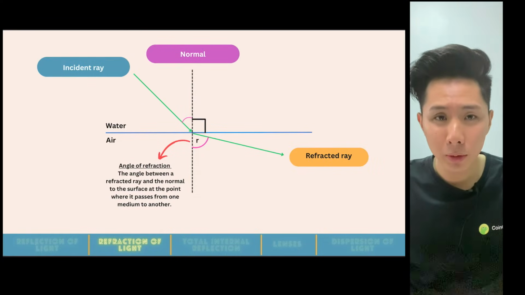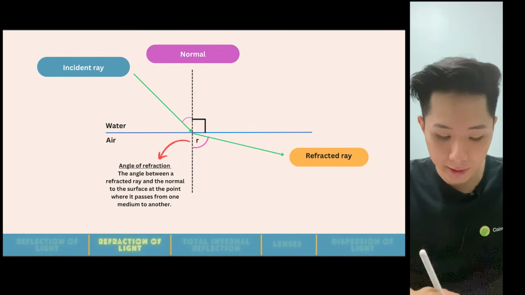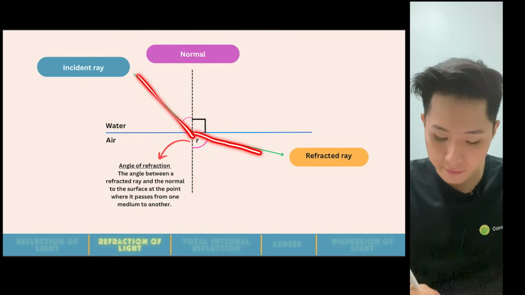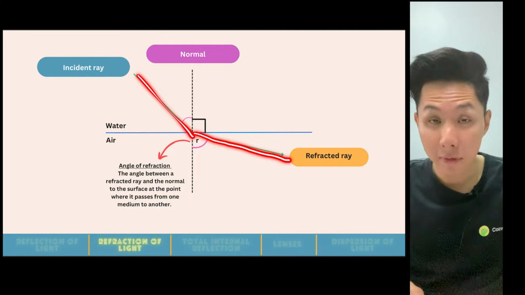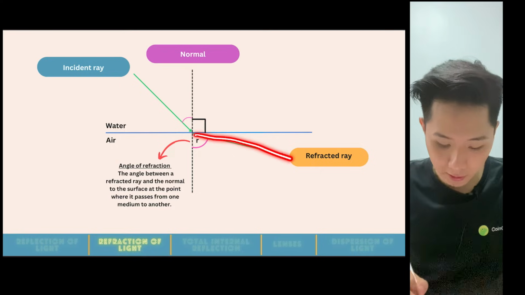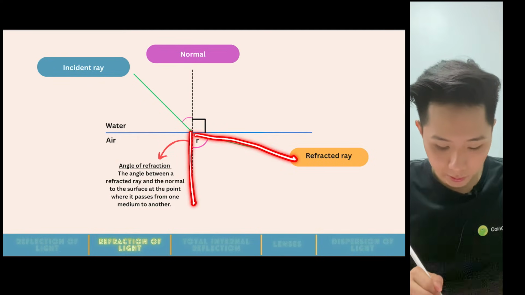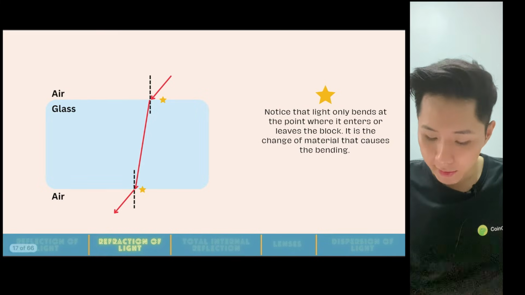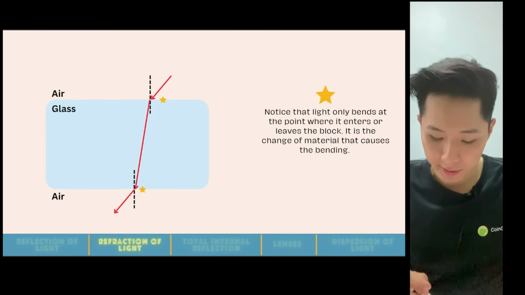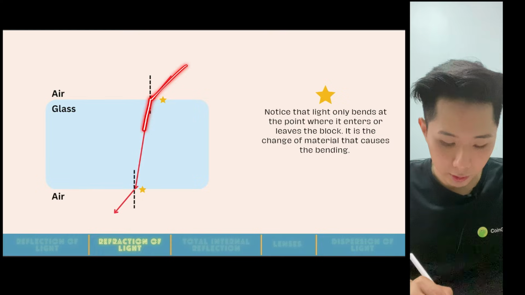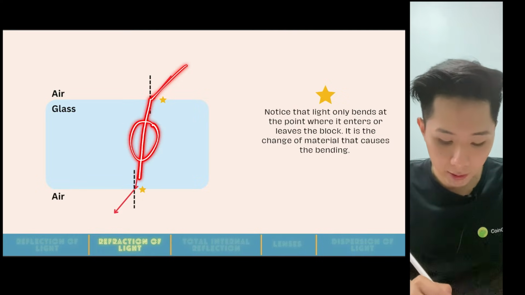Very similar to reflection of light, we have an incident ray, but now instead of the reflected ray, we have the refracted ray. With the refracted ray, we also have the angle of refraction, which is the angle between the refracted ray and the normal to the surface at the point where it passes from one medium to another. Notice that light only bends at the point it enters. If we look at this part, when light travels from air into the glass, this is the point at which the light ray is refracted, not inside.